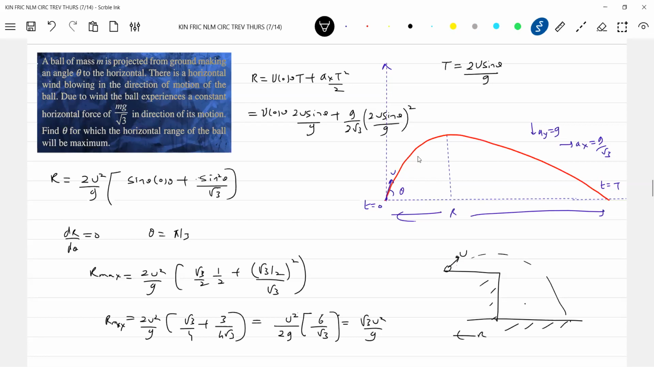Here also, what should be the speed I should project at, and at what angle theta, so that you can have maximum range from this one? Please recollect all this. It will help you a lot in exams.